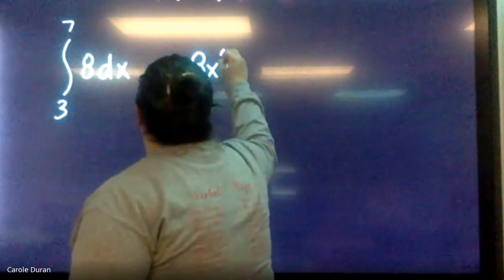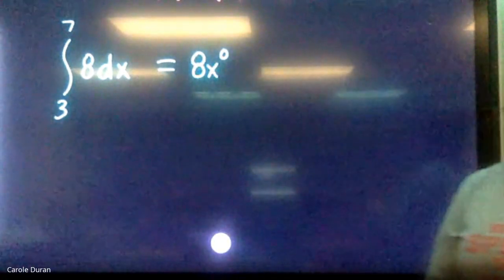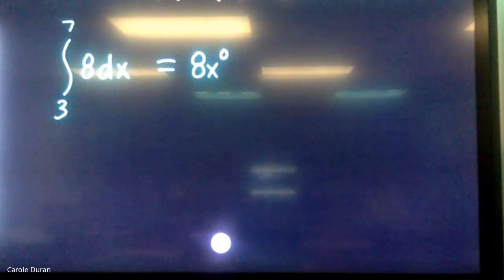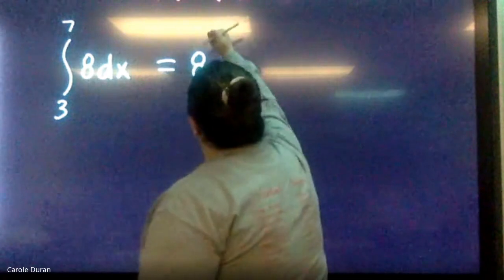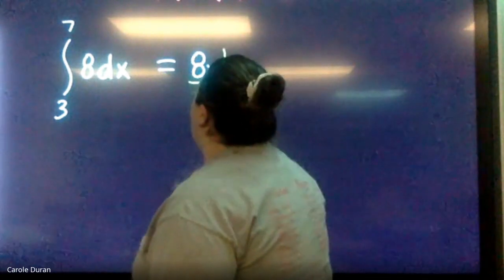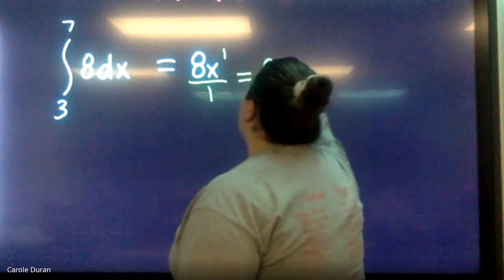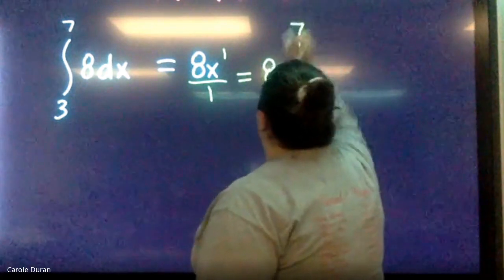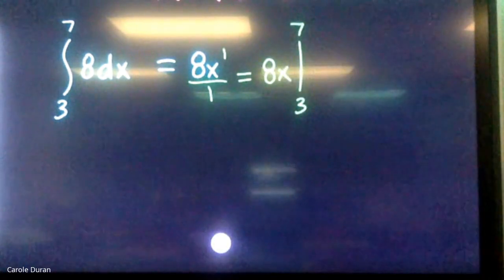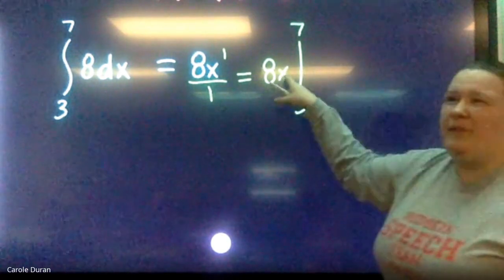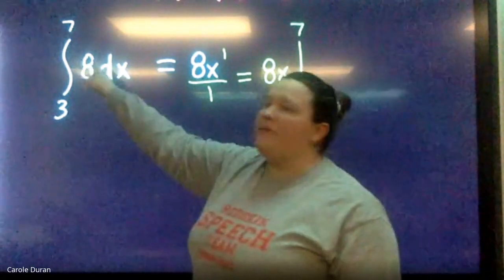Anybody have an idea of how I can find the antiderivative of 8? X to the 0 is right. So we can recognize that 8 is the same as 8x to the 0, which means it's still a power rule function. So I still have to increase that exponent by 1 and then divide the new exponent out. When I increase 0 by 1, it becomes 1. I divide that 1 out and I just get 8x. And then I solve it at my interval values. I know that works because if I take the derivative of 8x, the x falls off and it's just an 8.